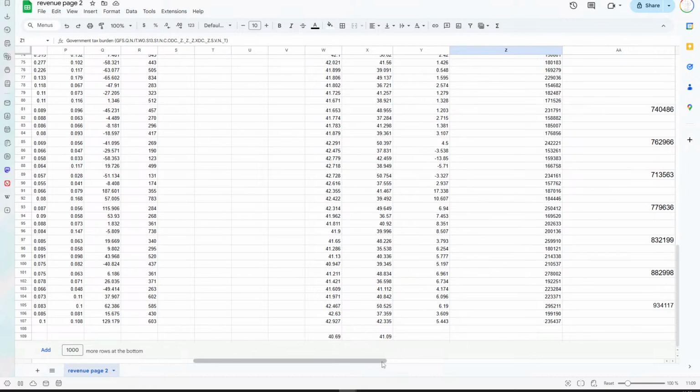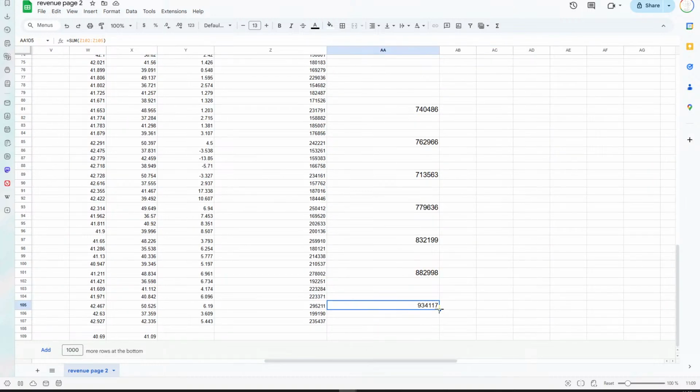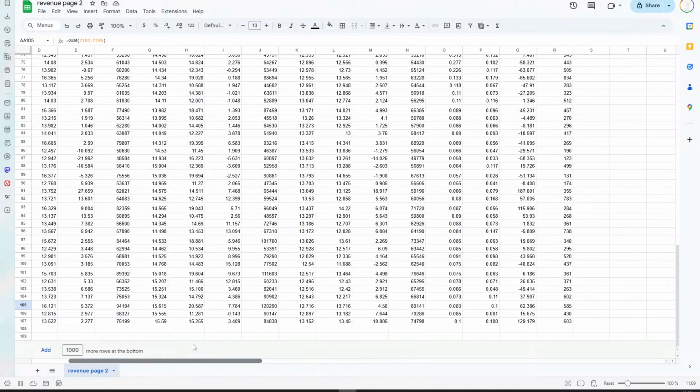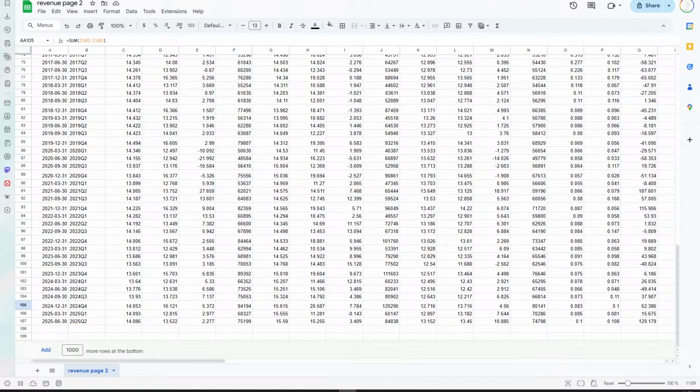So, yeah, revenues are growing, 934 billion, and wow, these are 50 billion more. Well, it's a lot. 50 billion more from one year to another. It's a lot of money.